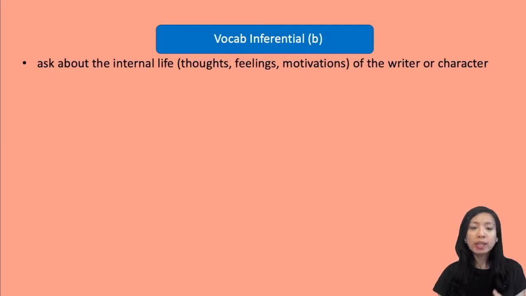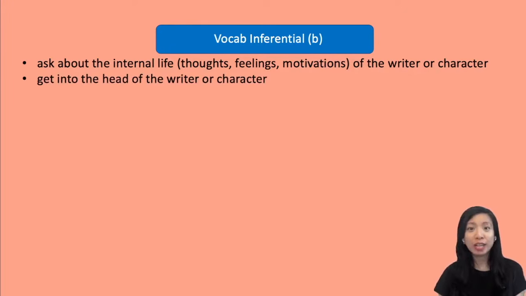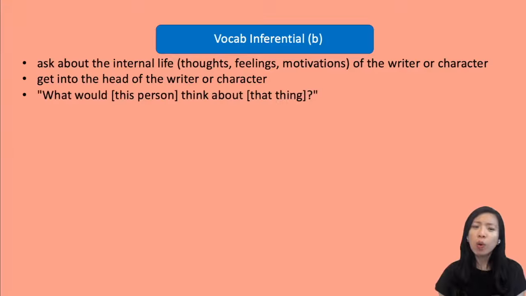These are questions where they usually ask about the internal life of the writer or the character. What I mean by internal life is the thoughts, the feelings, or the motivations of the character or the writer. So basically, you need to get into the head of the writer or the character, and you would be asking yourself, what would this person or character think about that particular thing? So let's take a look at this example.